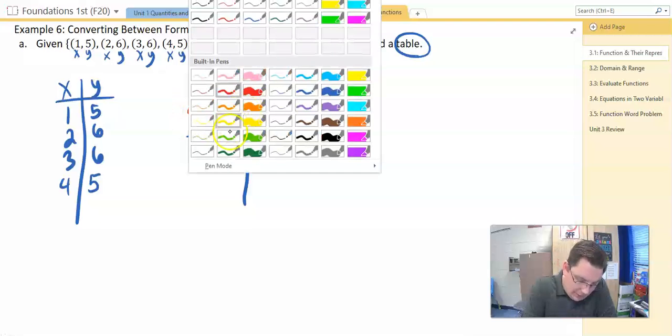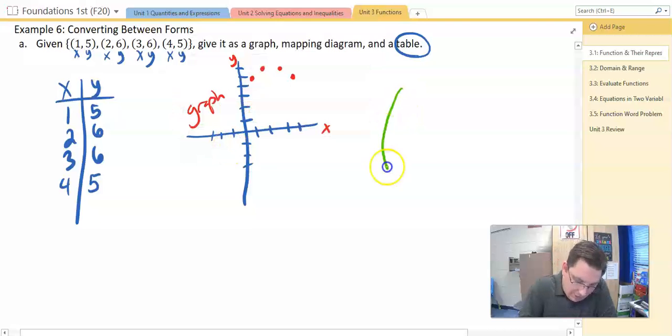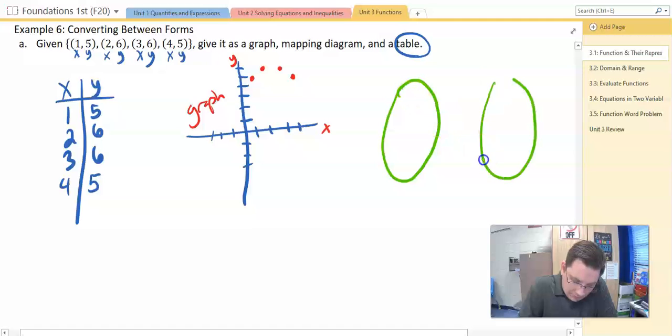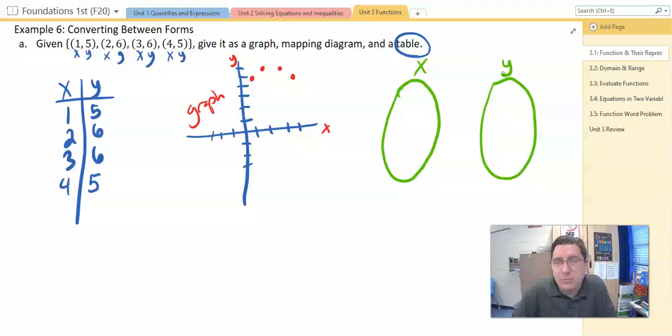Finally, the mapping diagram. In the mapping diagram, you're always going to draw two bubbles. Label the first one X and the second one Y. You're going to list all your X values in the X bubble, preferably in numerical order from least to greatest. Now, it doesn't have to be. You'll see some mapping diagrams that are out of order, but it's best if you keep it in order just for the sake of organization.